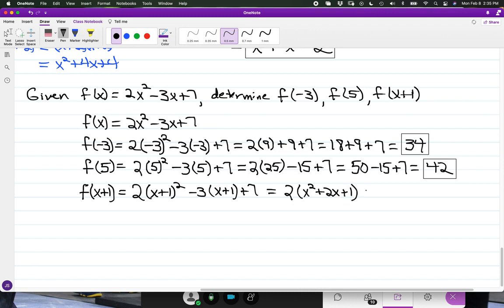For negative 3 times the quantity of x plus 1, upon removing the parentheses, we have negative 3x minus 3. Plus 7. And we'll just move on down. Okay, so taking care of the distribution and removing the parentheses, we have 2x squared plus 4x plus 2 at the front. We have minus 3x. And from minus 3 plus 7, I can just go ahead and combine these terms. Negative 3 plus 7 comes out to plus 4.